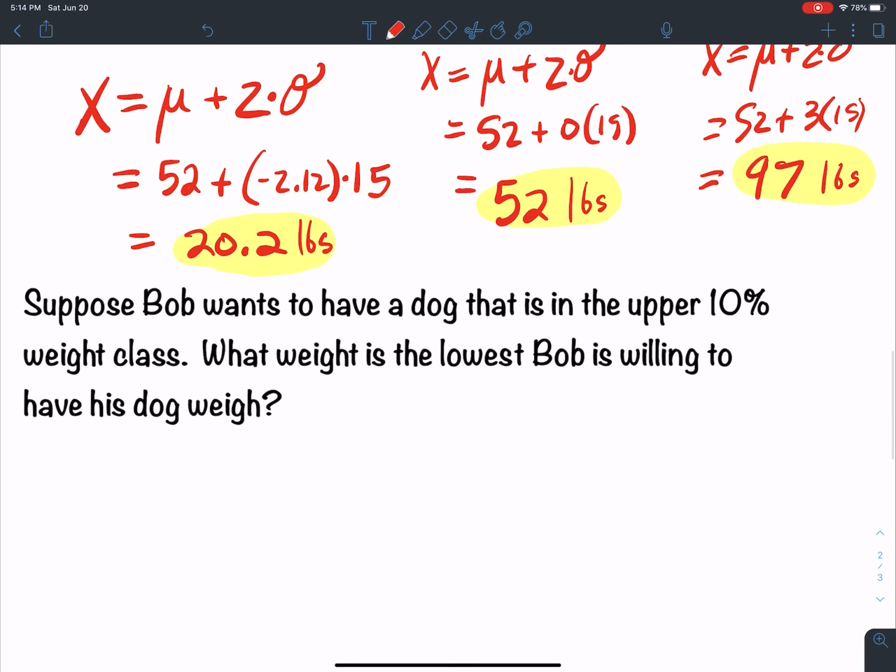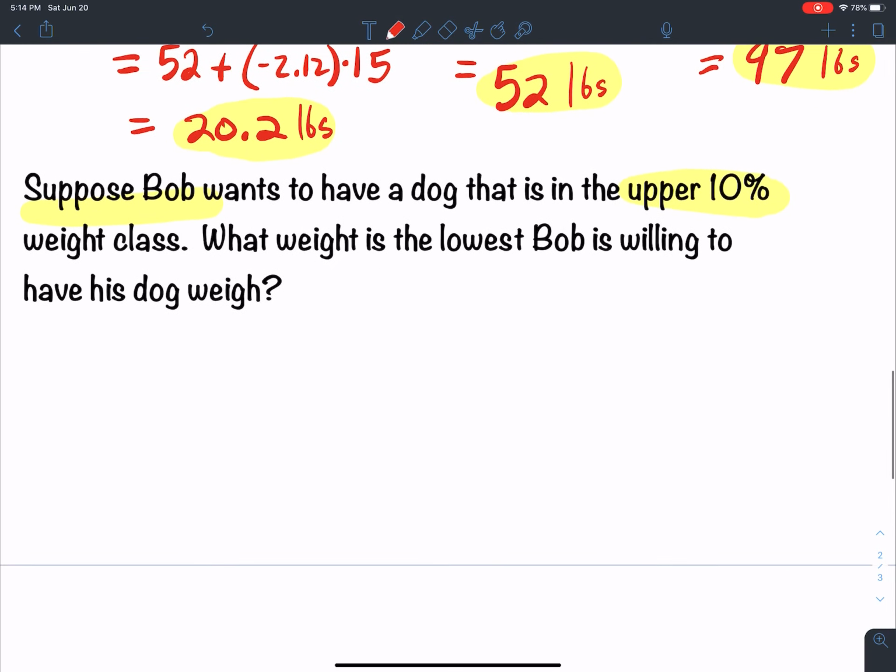So suppose that Bob wants to have a dog that is in the upper 10 percentile, so the upper 10% weight class. What is the weight, what weight is the lowest Bob is willing to have the dog weigh?